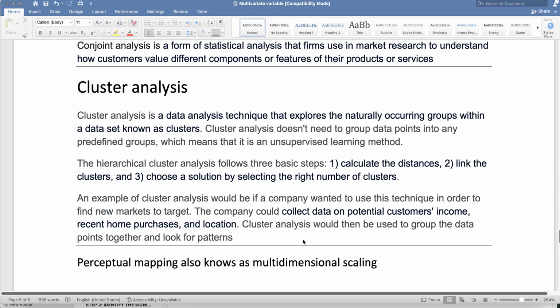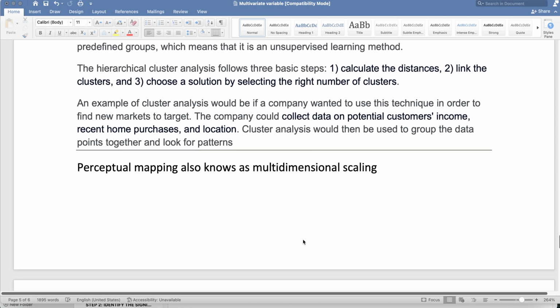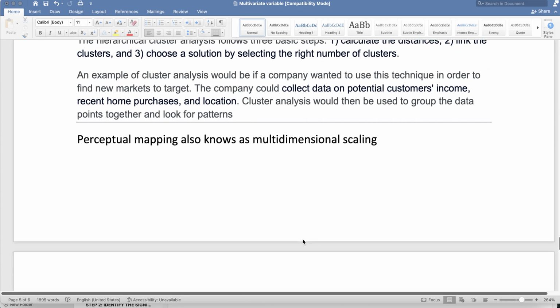An example of cluster analysis would be if a company wanted to use this technique in order to find new markets to target. The company could collect data on potential customers' income, recent home purchases, and location. Cluster analysis would then be used to group the data points together and look for the pattern. Perceptual mapping, also known as multidimensional scaling.